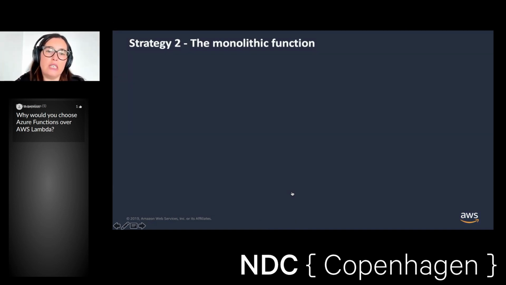The second strategy is the monolith function. This is something I don't recommend, but there are many examples of the monolith function working today in production. What it means is that you have one big fat function. You grab your existing application and you put it inside a Lambda function. If your Lambda function is not big enough because you have a very big application, you can use serverless containers like Fargate, for example, or other offerings.